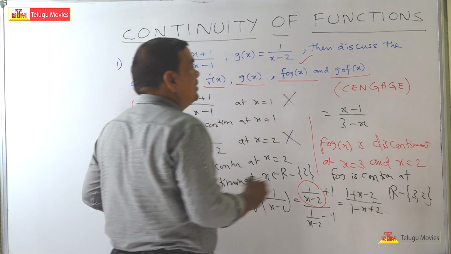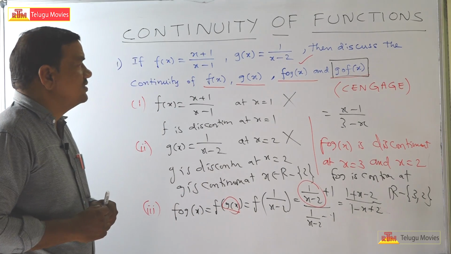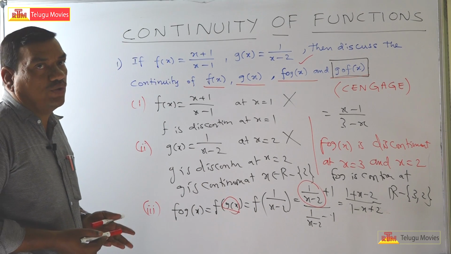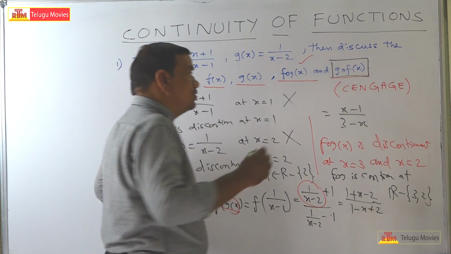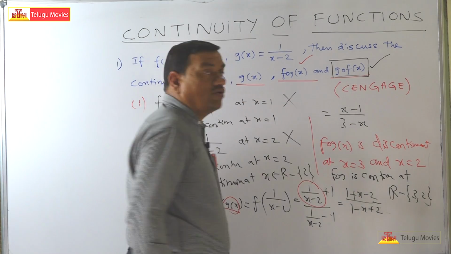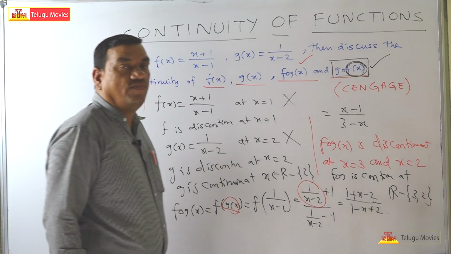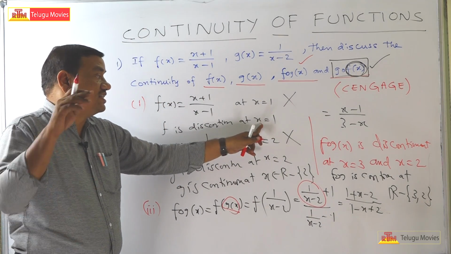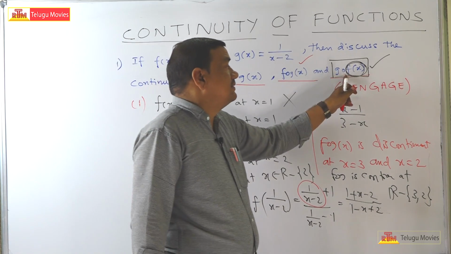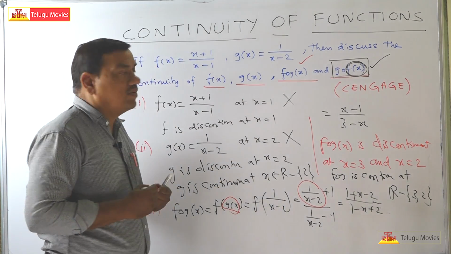Similarly, you can do this problem g circle f of x. While discussing this, for g circle f of x, the condition of f of x also you have to write down, where it is discontinuous. f is discontinuous at x is equal to 1, and g circle f, where it is discontinuous? If I calculate the problem, take it as homework.